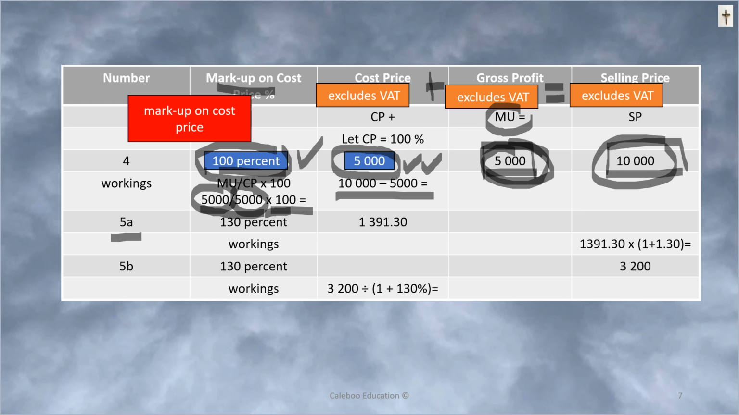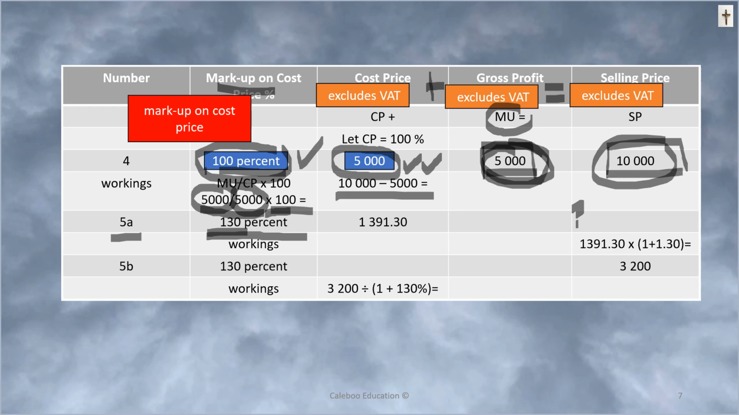In 5a, we're given the markup on the cost price is 130%. So this could be a little bit tricky here. They're saying the markup is actually greater than 100%. The markup on the cost price is 130%. They are asking us to calculate the selling price.